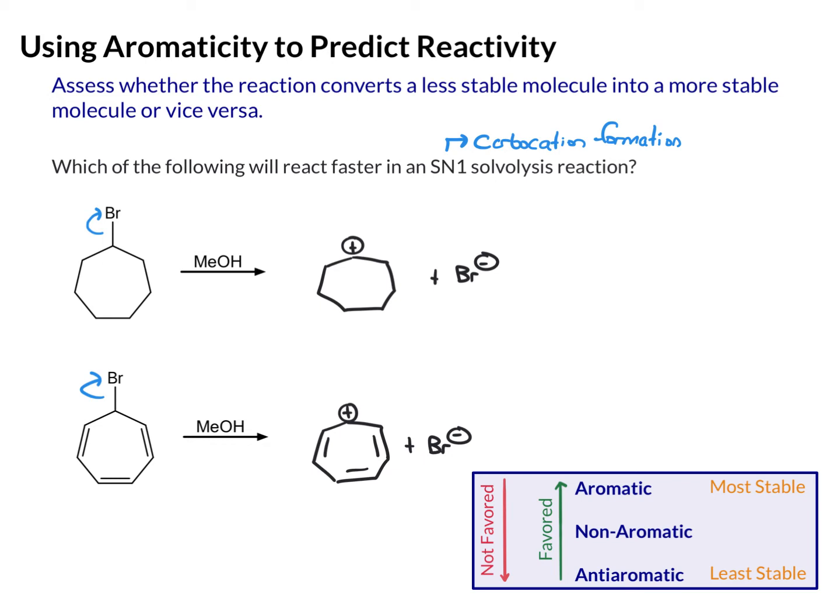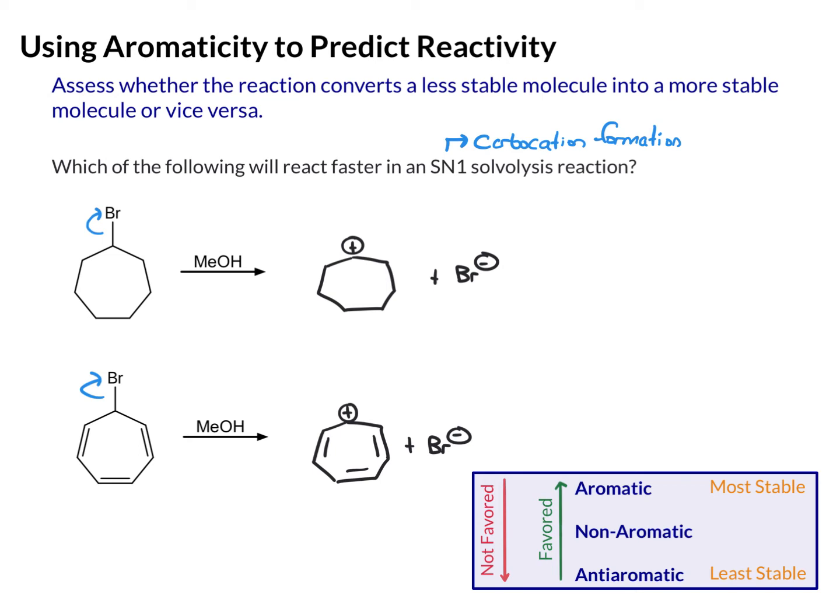So in terms of a reaction or a reaction step, if we can go from something less stable to something more stable, that's going to be favored. But if we go from something more stable down to something less stable, that's not going to be a favored process. So let's compare these two.